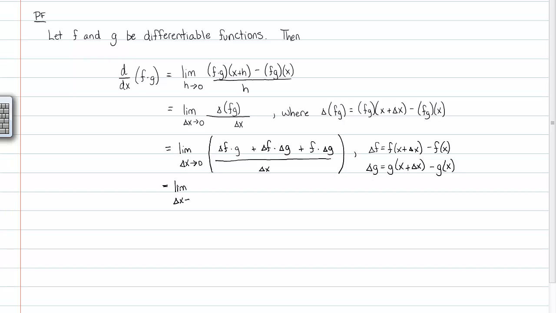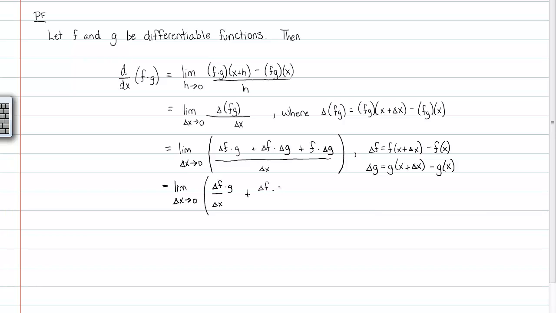This is a limit as the change in x gets really, really tiny of, this will be delta f times g over delta x. Notice how I'm writing that denominator. I'm actually writing it right underneath the delta f part.